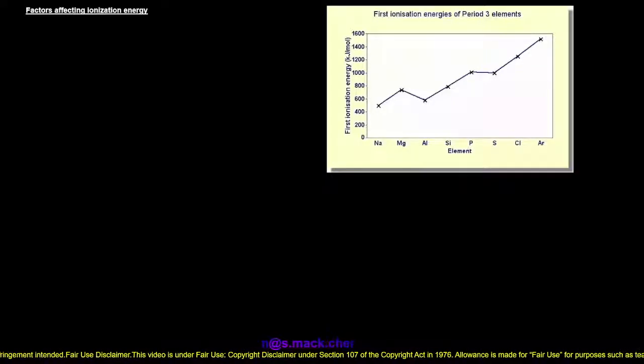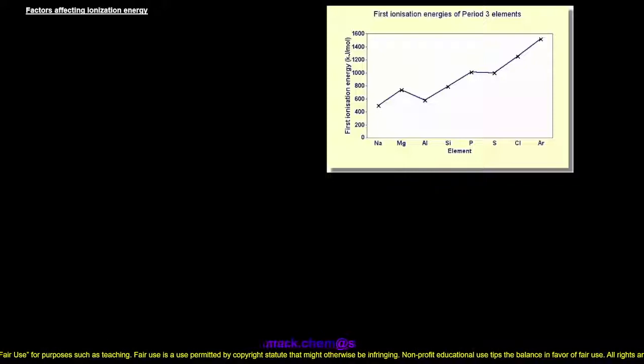Hi guys, in this video we'll be looking at the factors which affect ionization energy. On my screen you're going to see a diagram which shows the first ionization energies for the elements of period 3. We are looking at the general trend in this first ionization energy across the period. The general trend will show us that as you go across a period, first ionization energy will increase.